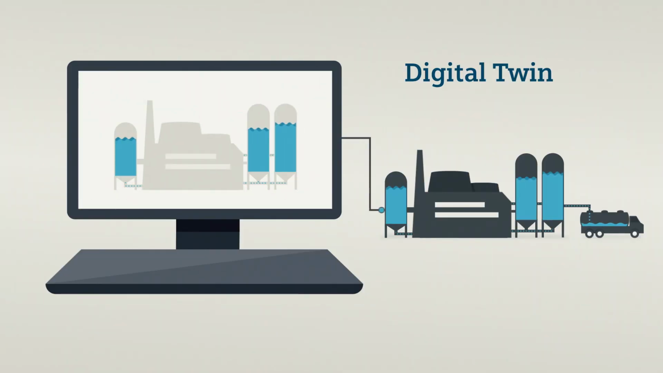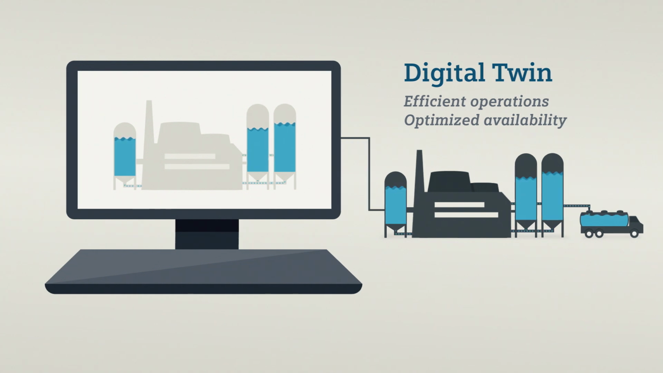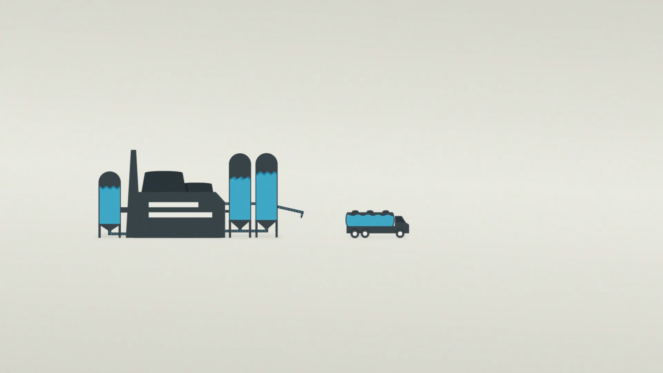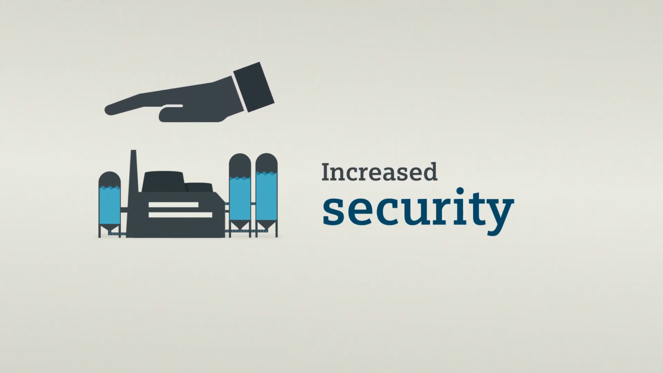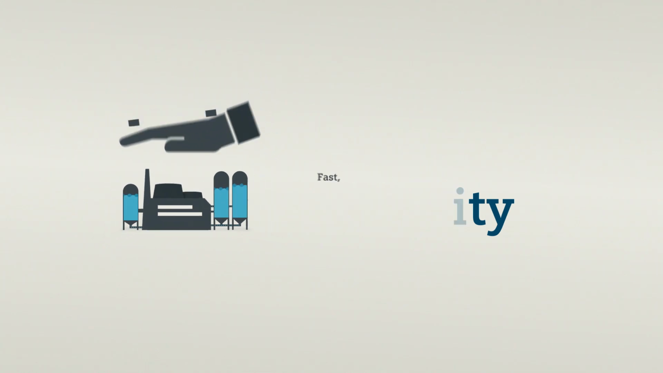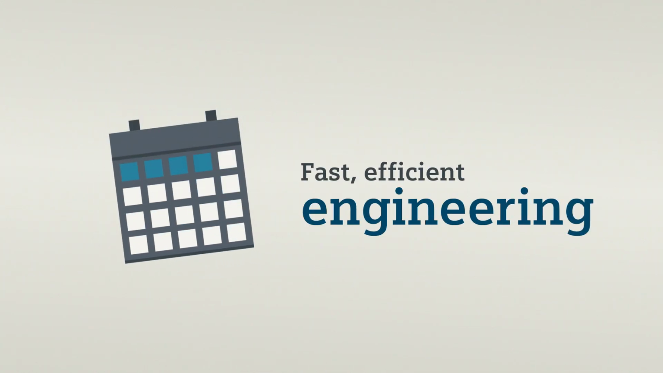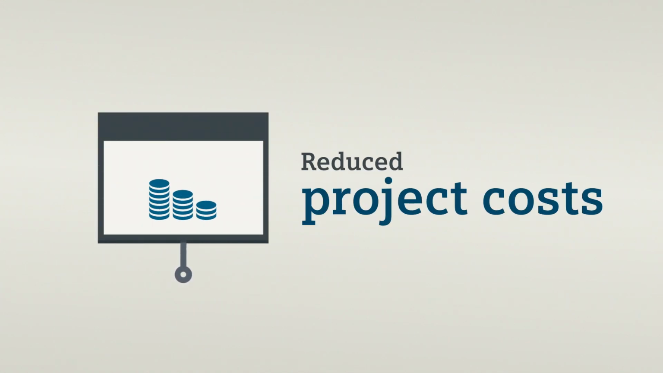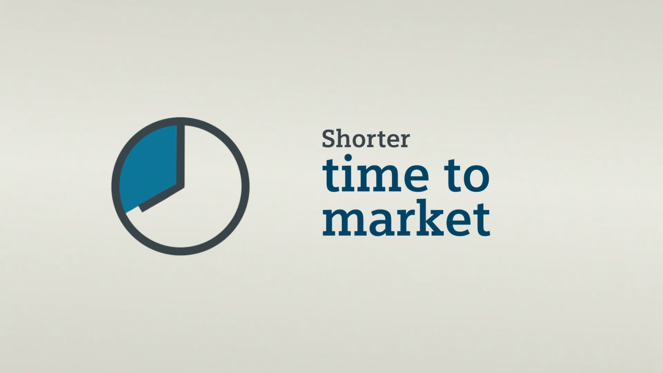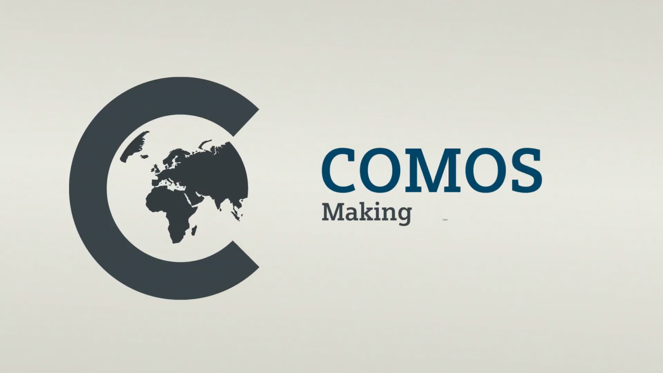In the operations phase, COMOS ensures that the digital representation of the system, the so-called digital twin, always corresponds to the real plant, for efficient operations and optimized availability. Your benefits with COMOS: increased security and less errors, fast, efficient engineering and seamless data flow, reduced project costs, shorter time to market. COMOS, making data work.